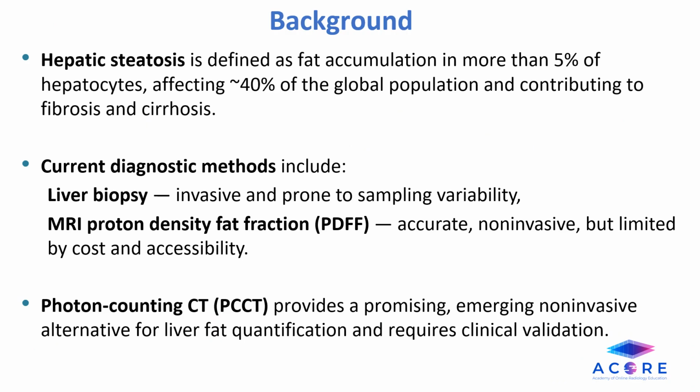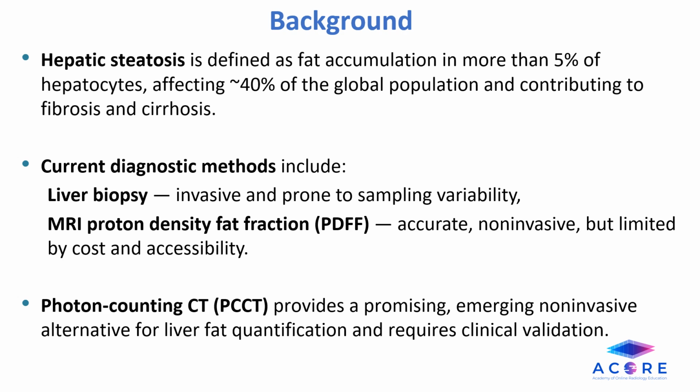So let's start with a little bit of background. Liver steatosis or fatty liver disease affects nearly 40% of the world's population, and it increases the risk for fibrosis and cirrhosis. The gold standard for diagnosis has traditionally been liver biopsy, but it's invasive and it only samples a small part of the liver, which means it can miss the disease in other areas.